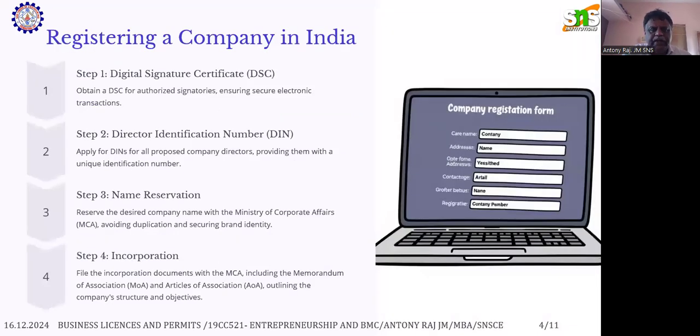Registering a company in India. First, you need to get the Digital Signature Certificate, DSC. You have to obtain a DSC from authorized signatories, ensuring secure electronic transactions. Director Identification Number, DIN: applying for DINs for all proposed company directors, providing them a unique identification number. Name reservation: reserve the desired company name with the Ministry of Corporate Affairs, MCA, to avoid duplication and secure brand identity. Incorporation: file incorporation documents with the Ministry of Corporate Affairs, including the Memorandum of Association and Articles of Association, MOA and AOA, outlining the company structure and objectives.